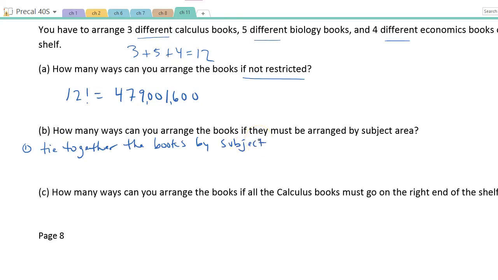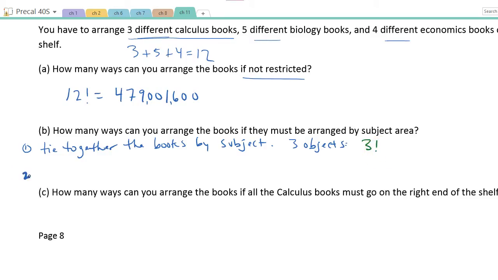At this point, after we've tied them together, I have one object, which are the calculus books. I have a second object, which is the biology books, and I have a third object, which is the economic books. So we have 3 objects, and we need to place those, and so that will be 3 factorial. Or 6. Okay. Now our second step.